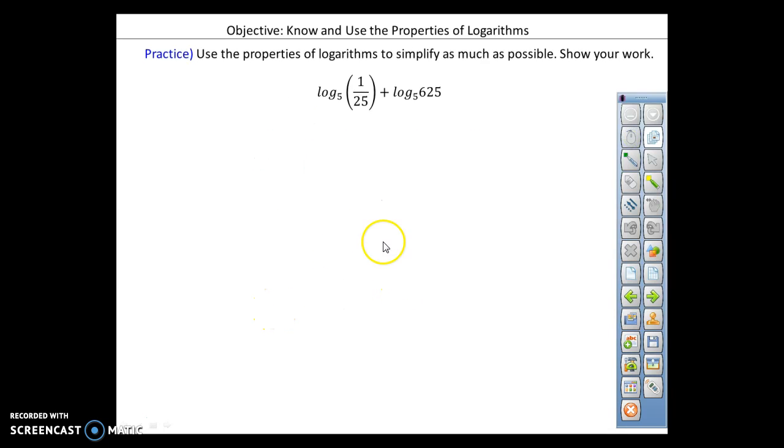All right, so if you'd like to practice this one, I'll pause the video here.